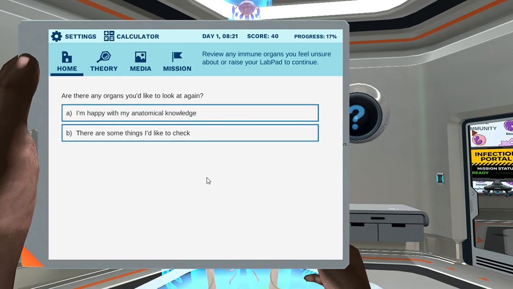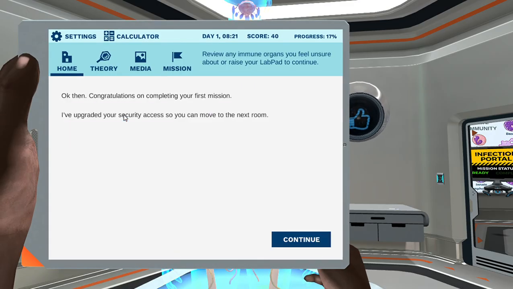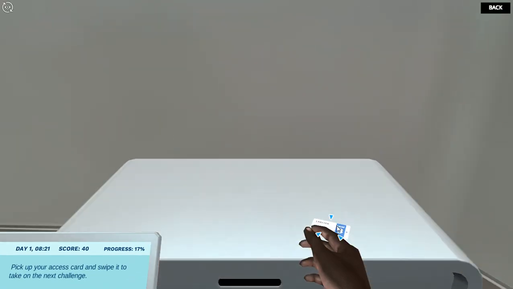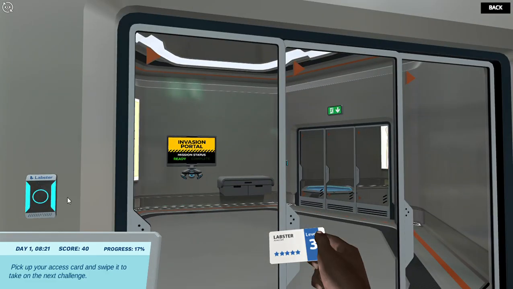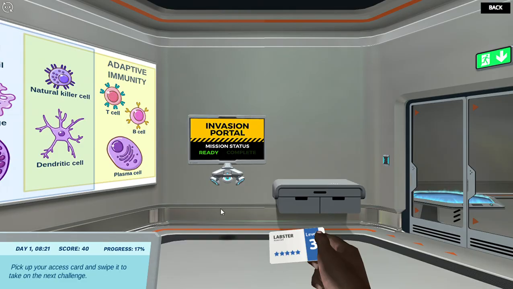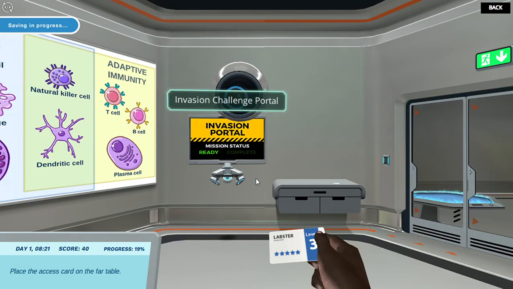Are there any organs you'd like to look at again? Okay then. Congratulations on completing your first mission. I've upgraded your... Pick up your access card and swipe it to take on the next challenge. Place the access card on the far table.